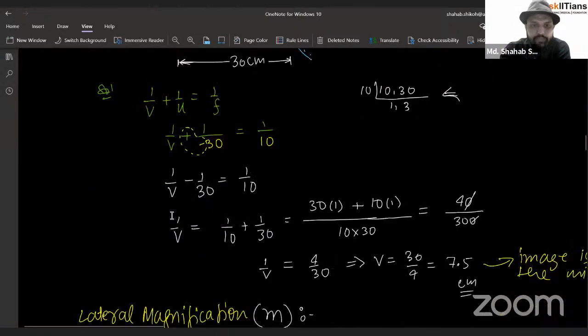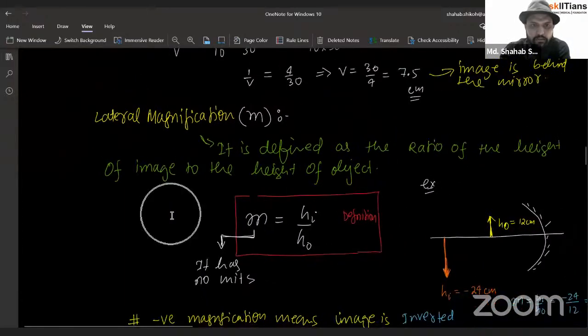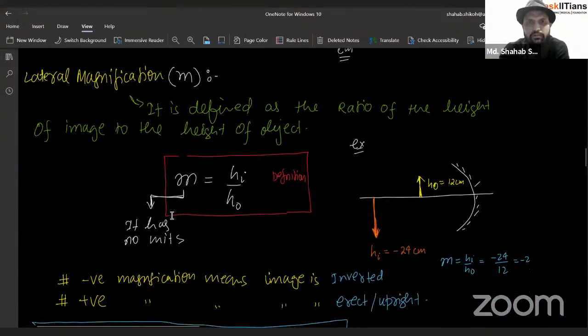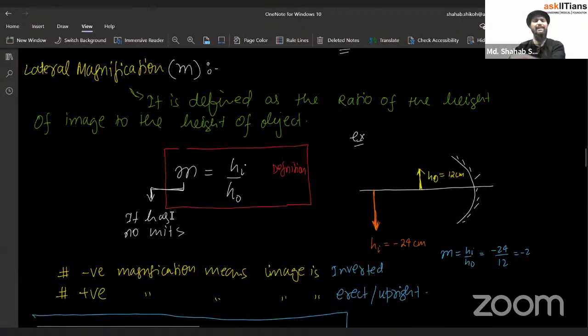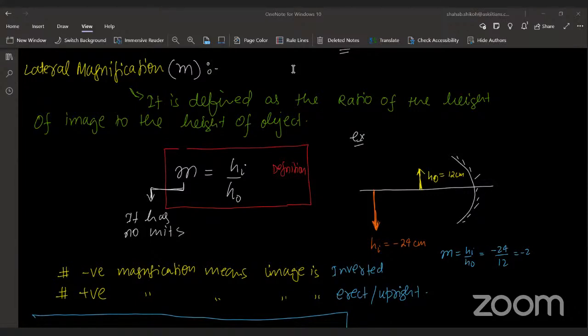Now let's continue with lateral magnification. This is also known as transversal magnification. Very easy peasy thing. What kind of magnification is this? See guys, if I tell you that we have a concave mirror, it forms the image of an object which is just two times the size of the object, then what do we say? What is the magnification? 2. Exactly. Magnification is 2.